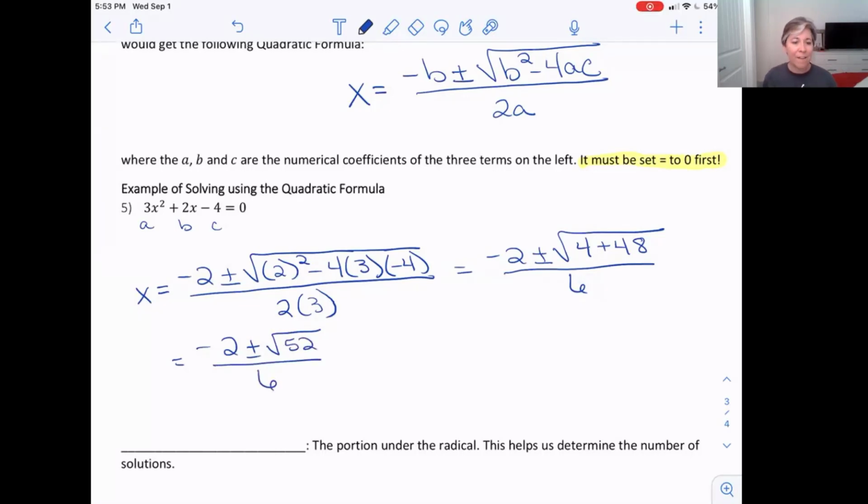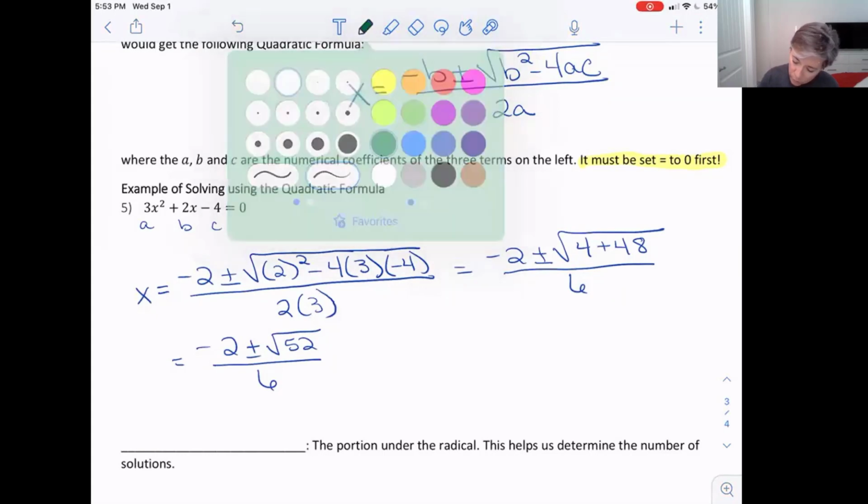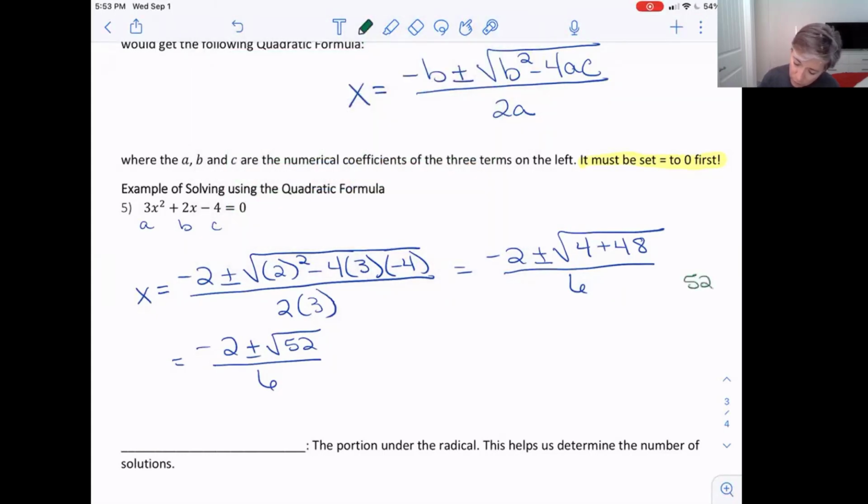We want to see if that 52, that square root of 52 can be reduced. So we take 52, that's 2 times 26, which is 2 times 13. So again, we have a 2 squared, and the 13 does not have a pair, so he stays in. So we can rewrite this as -2 plus or minus 2 square root of 13 divided by 6.